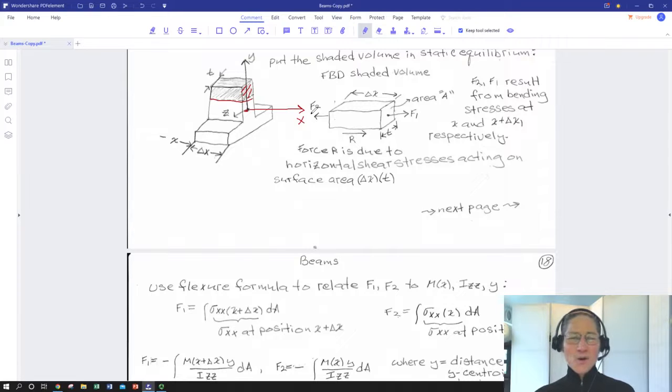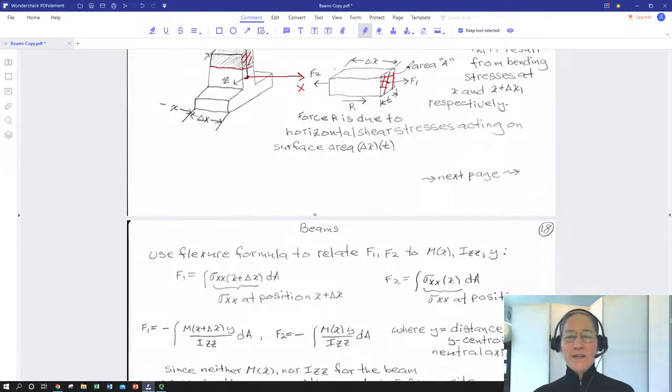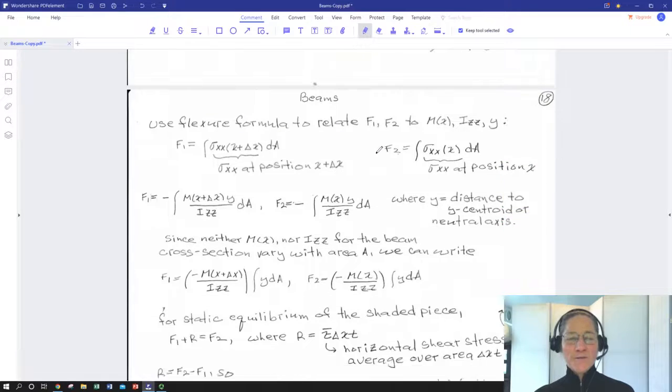I'm not going to consider anything going on in the y and z direction at this point because we really just don't have anything in the way of applied stresses. I know that R has to act over an area equal to t times delta x, and then F1 and F2 are going to act over this area A, which has a dimension t in one direction and then some y dimension in the other direction. So area A equals t times some y, because if we want to relate stresses to forces, we're going to have an area.